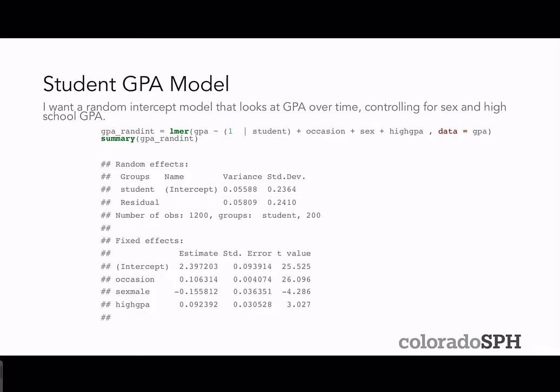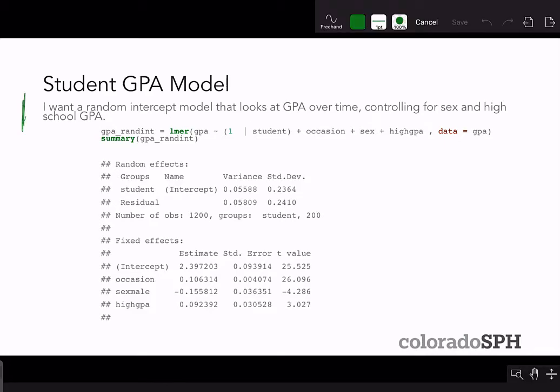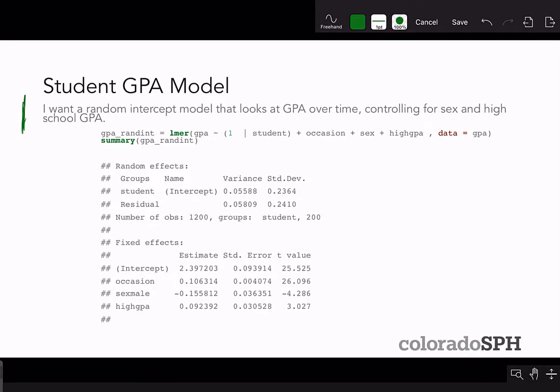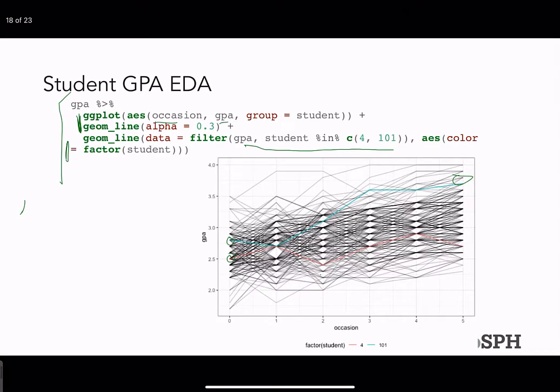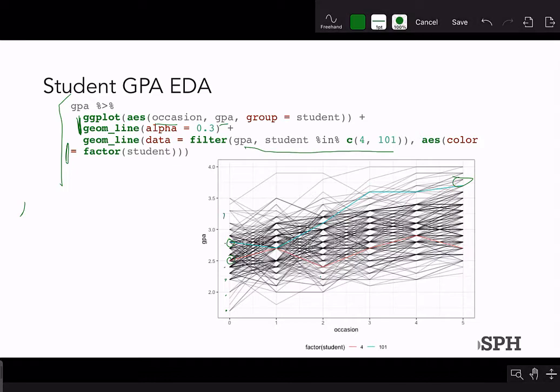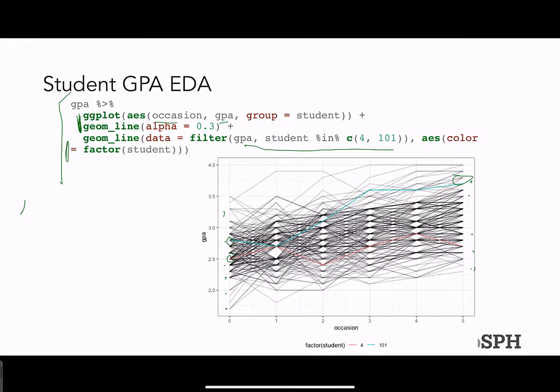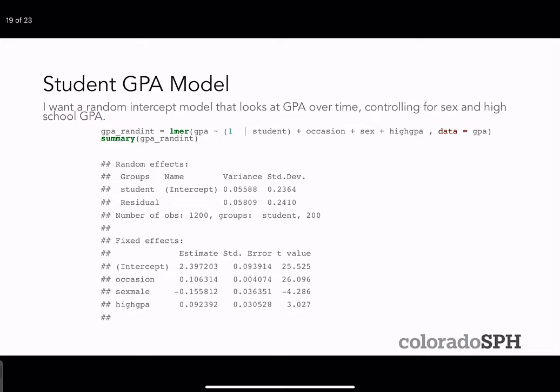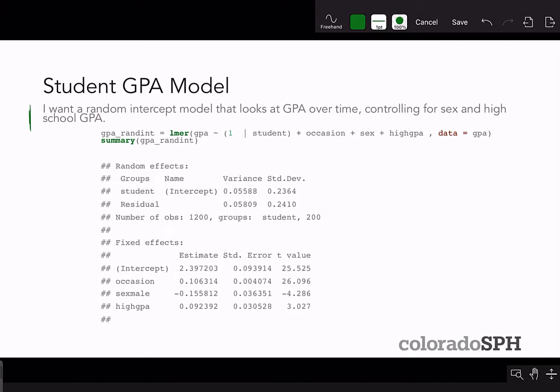So I think that we should have a different intercept for each subject. You can see that where people start does vary pretty greatly, and people end up in different spots as well. So it seems like having a random intercept, at least in this model, to account for that variance is a good idea. So let's say I want a random intercept model that looks at the GPA over time and controls for sex and high school GPA.